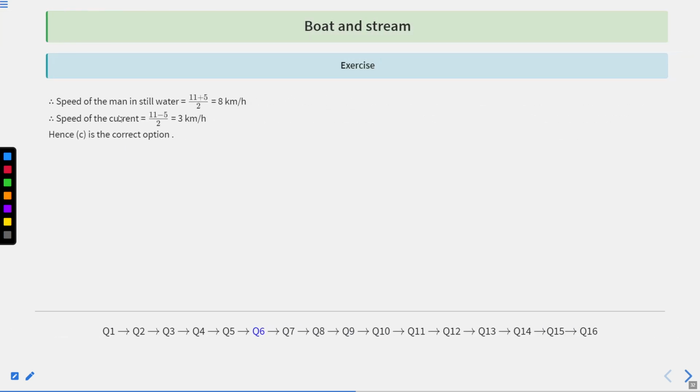Therefore, the speed of man in still water is equal to 11 plus 5 upon 2, equal to 8 km per hour. Therefore, the speed of current is 11 minus 5 upon 2, that is 3 km per hour. So the correct option here is going to be option number C.